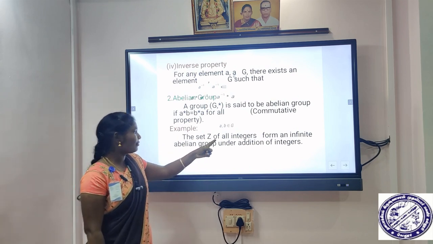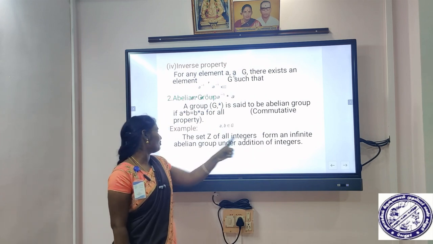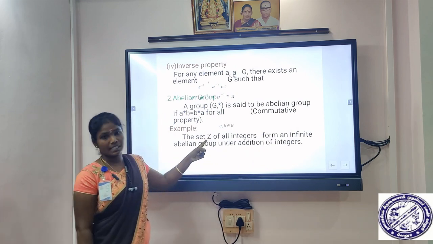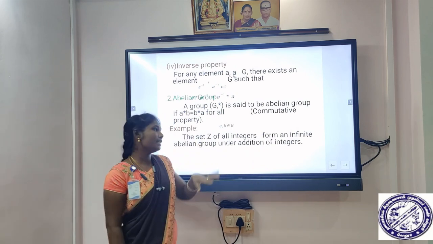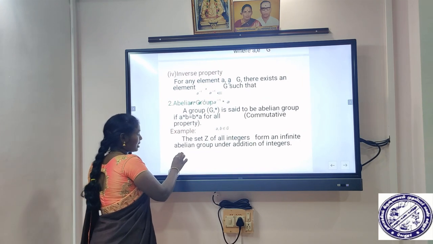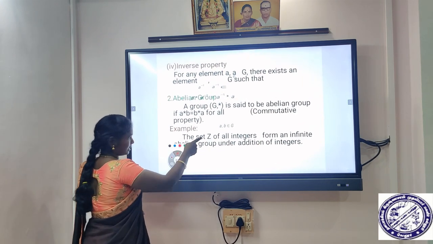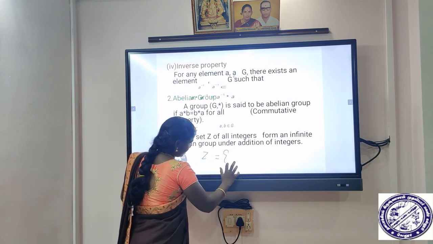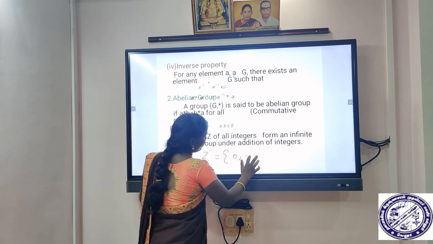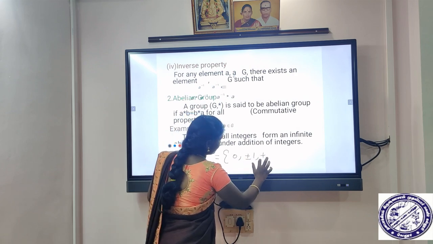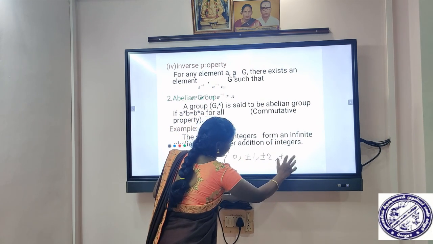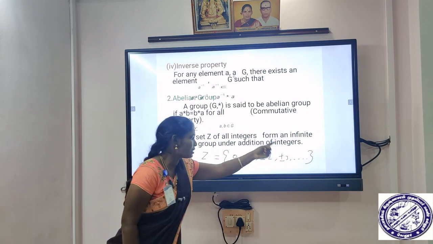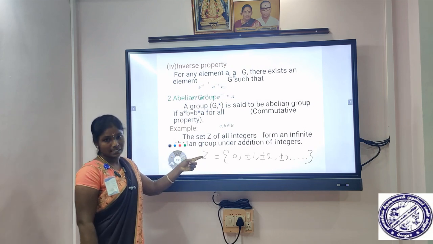Next one is an example of the abelian group. The set Z of all integers forms an infinite abelian group under addition of integers. First, Z. Z is the set of all integers. So the elements in the set Z equal the set of elements 0, plus or minus 1, plus or minus 2, plus or minus 3, etc. These are the elements in the given set Z.